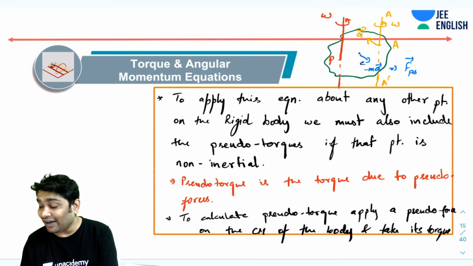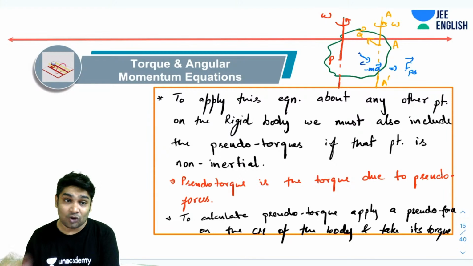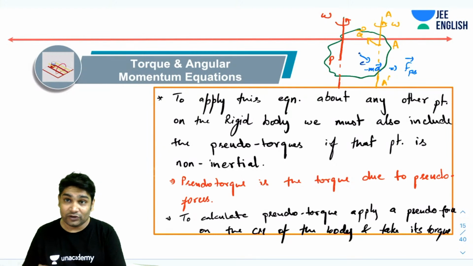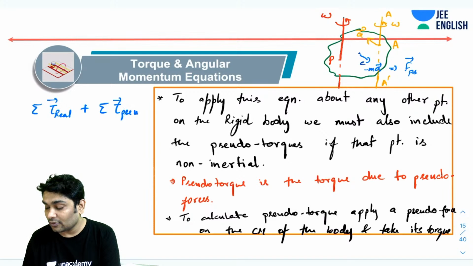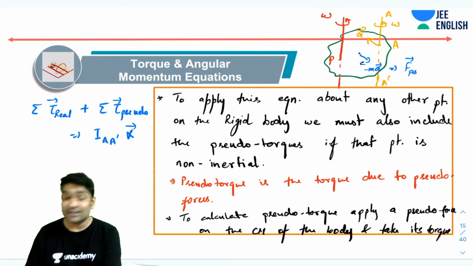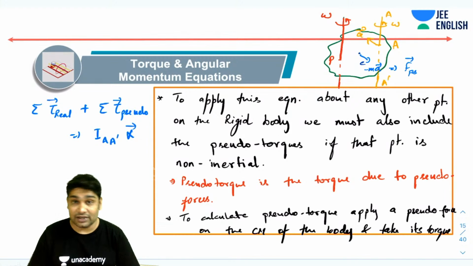Then while taking the torques about this axis, all you need to do is include the torque of this pseudo force. So here you could have written summation of all tau real plus tau due to pseudo force. This would have been equal to I_AA' alpha vector. This is the form in which you could have used this.